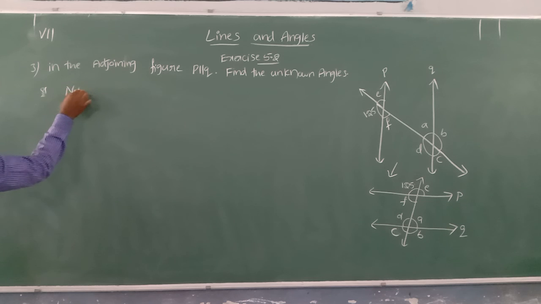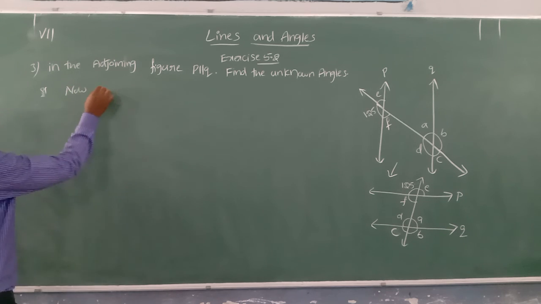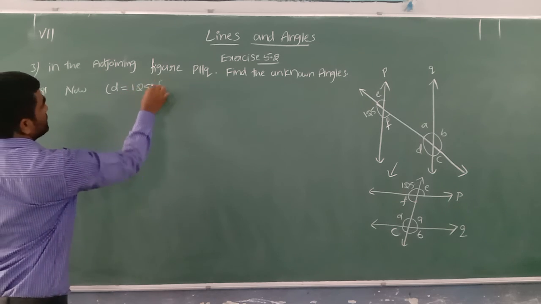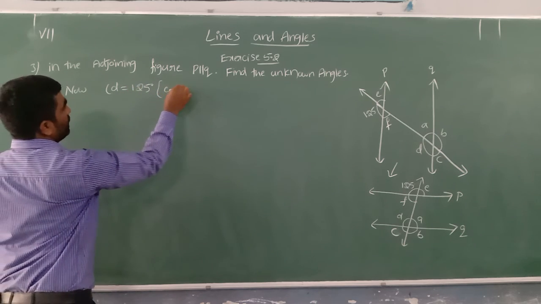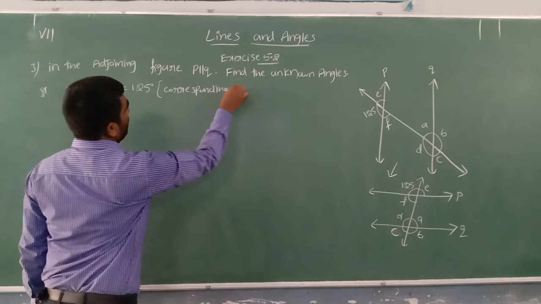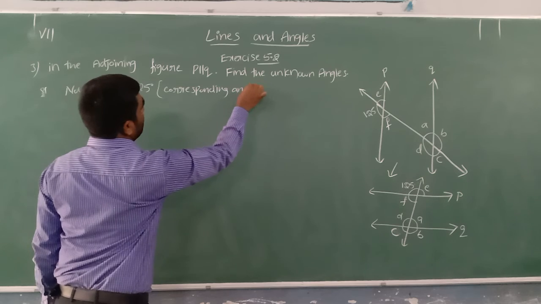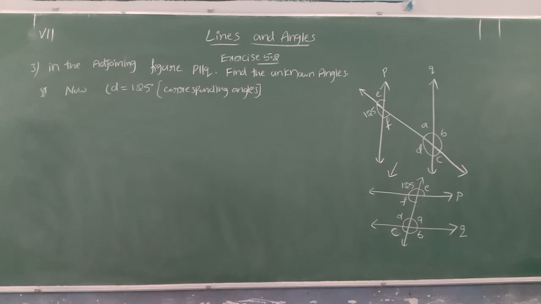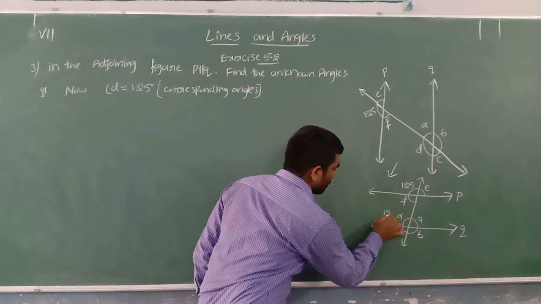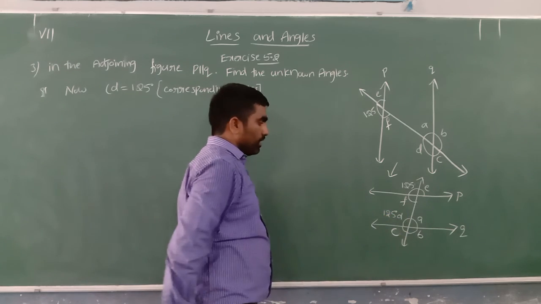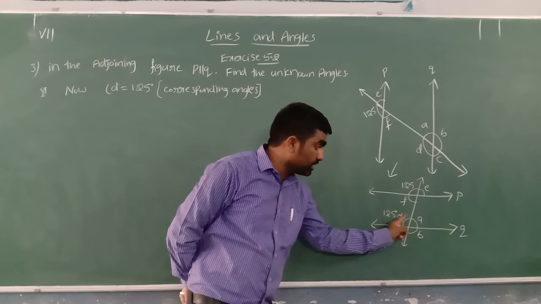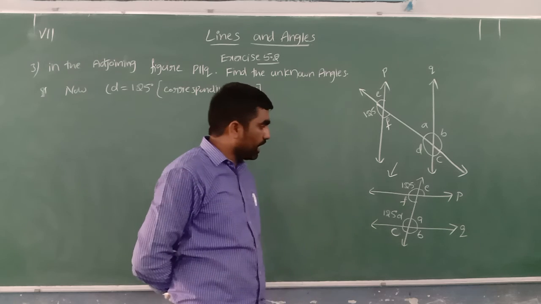Solution. Now let me write here: angle D is equal to 125 degrees. What is the reason? Both angles are corresponding angles. Because of that, both angles are equal. So I got D is 125 degrees. Yes, we can say that B is also 125 degrees. What is the reason? Both are vertically opposite angles.